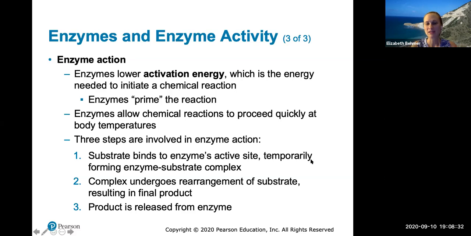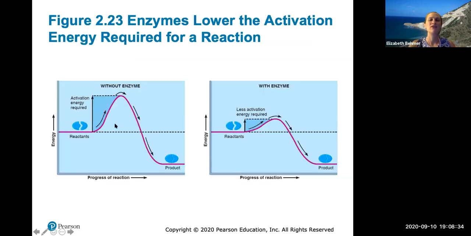If you think about a chemical reaction occurring, this hump is the activation energy needed for the reactants to turn into their products. All the enzyme does is it lowers that activation energy required to get those reactants to form products. So they're basically bringing down this hump that the reactants need to get over to form a product.